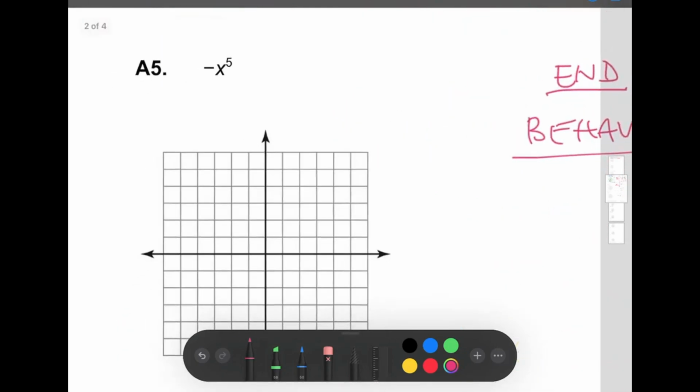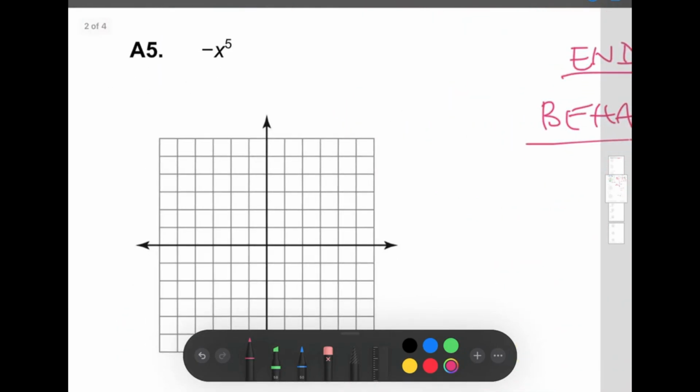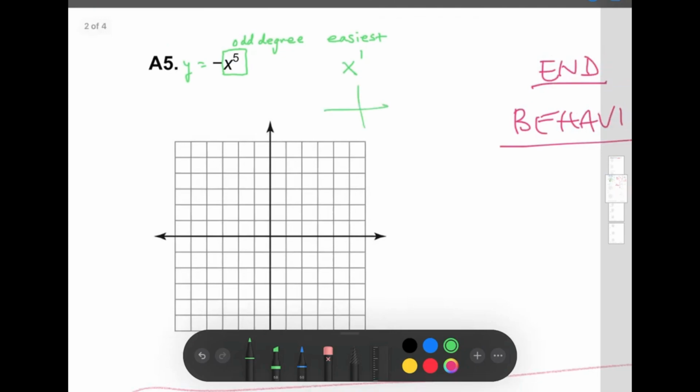So I have A5, and it says negative x to the 5th power. So the question is, how do you graph this? Well, first thing I'm going to do is figure out this one. Is this an odd or an even? This is an odd degree. Why? Because 5 is an odd number. What is the easiest odd that we know? Well, that is x to the 1st. Let's just graph x to the 1st. It would look like this.